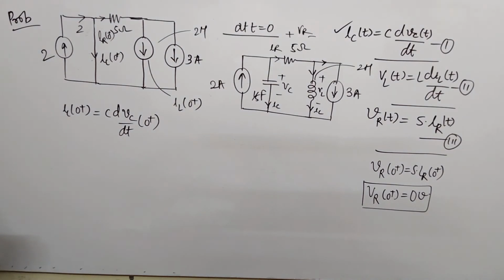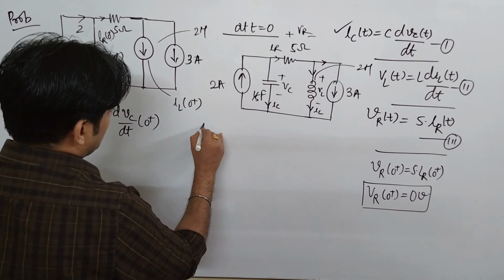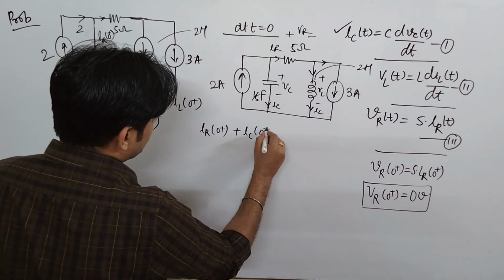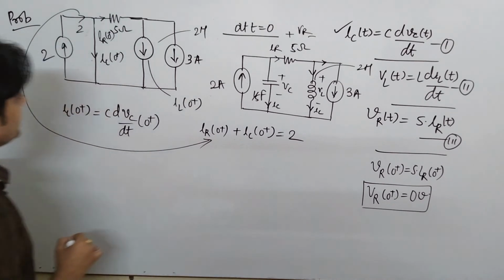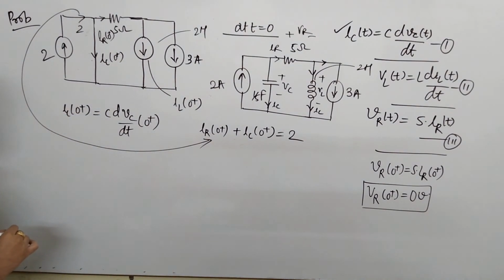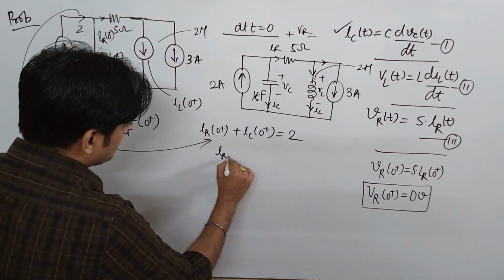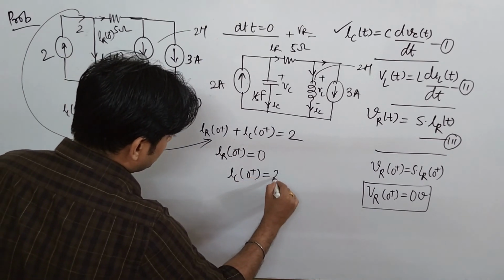Now what is the value of IC 0 positive? We have to find the value of IC 0 positive. We know the value of IR 0 positive because we have mentioned that IR 0 positive plus IC 0 positive is equal to 2. This 2 ampere is basically equal to IR 0 positive plus IC 0 positive, and we have seen that the value of IR 0 positive is already 0. So what is IC 0 positive? This comes to be 2 ampere.